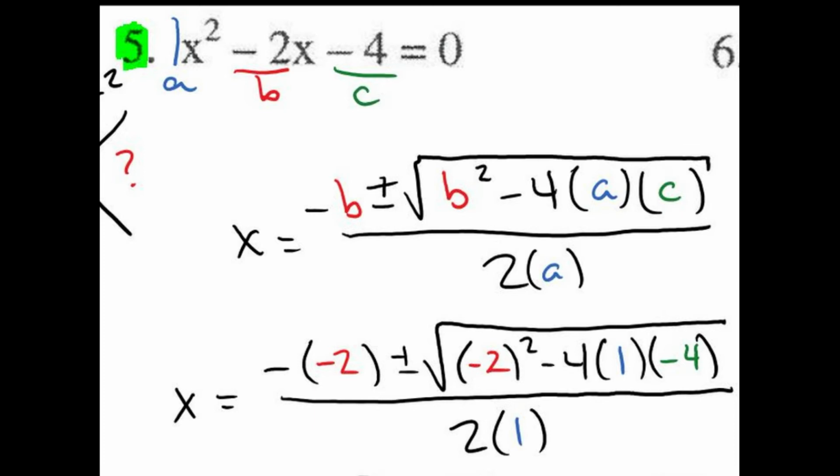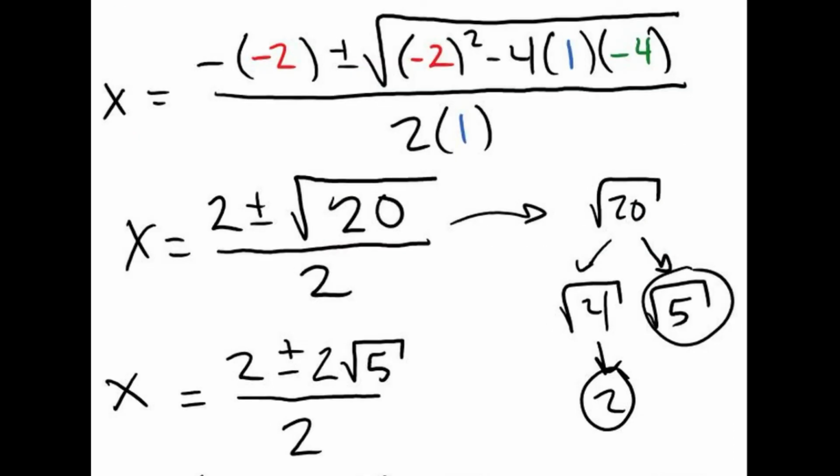You end up getting 2 plus or minus the square root of 20 over 2. Well, I can reduce the 20, and I kind of did that over here on the right. Square root of 20 can break up into root 4 times root 5, and the square root of 4 is just 2, so we get 2 root 5 ultimately, and that's what I have here on this one.